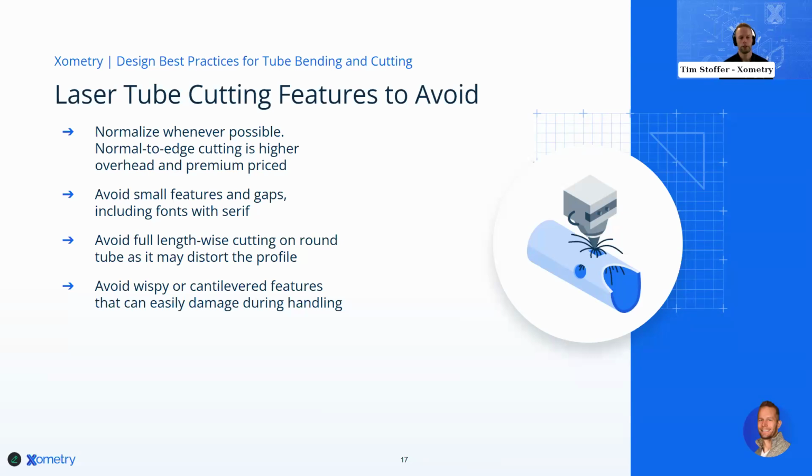Secondly, avoid small features and gaps, and that includes on your font parts. Small holes are just hard to have good quality when you're dealing with a laser. So keep in mind, we mentioned on the prior slide, minimum 1 times the wall thickness. Full length cuts: tubes are round or square, they have a shape that they want to stay. So when you're making full length cuts and taking big chunks out of the pie, you lose the integrity of that raw material. It's also a lot less repeatable, just based on mechanical properties of the tube as you put heat into those parts.